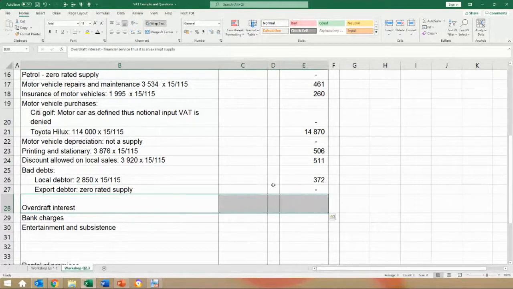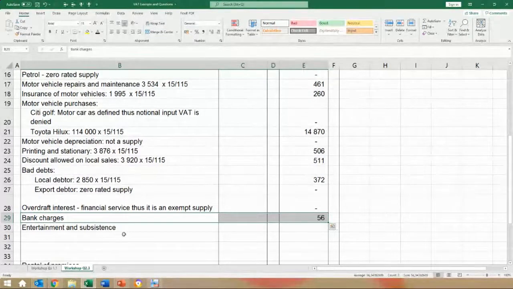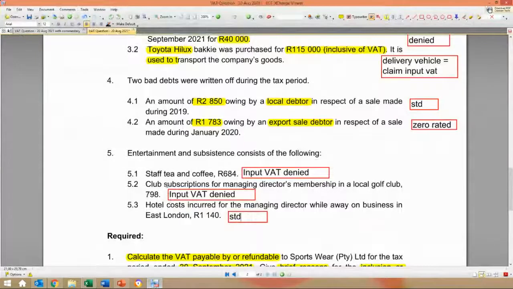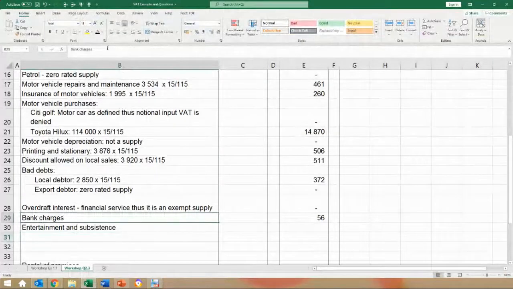So bank overdraft interest, we set as the exempt supply, so that is 0. Bank charges is standard rated, it's 15% of the amount. Let me just see what the amount was, just to add the calculation. So it's 432.